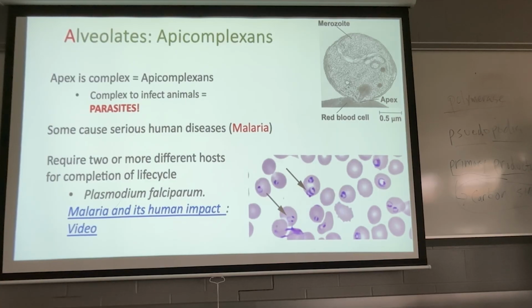The protozoan that infects humans is called Plasmodium falciparum. Plasmodium is a terrible organism as far as human infection. And as I mentioned before, it has been estimated that somewhere near a half of all humans that have ever lived have died from malaria. So I'll show this video here.